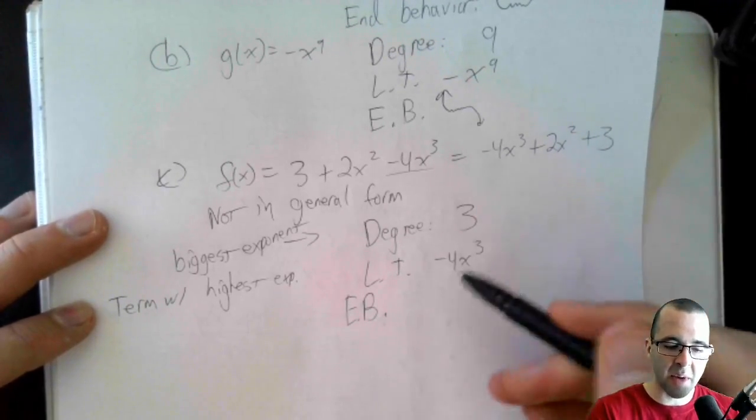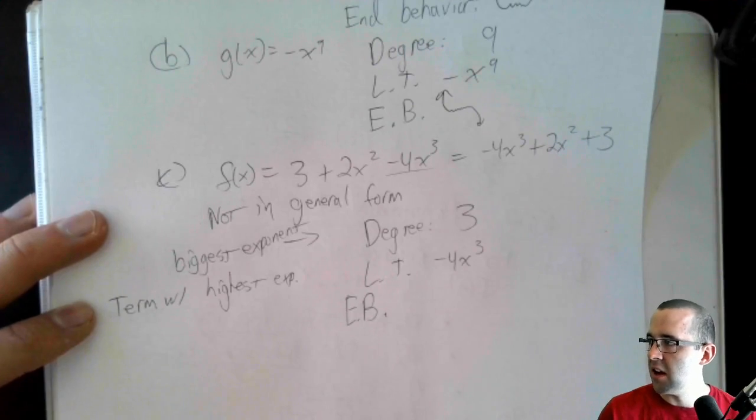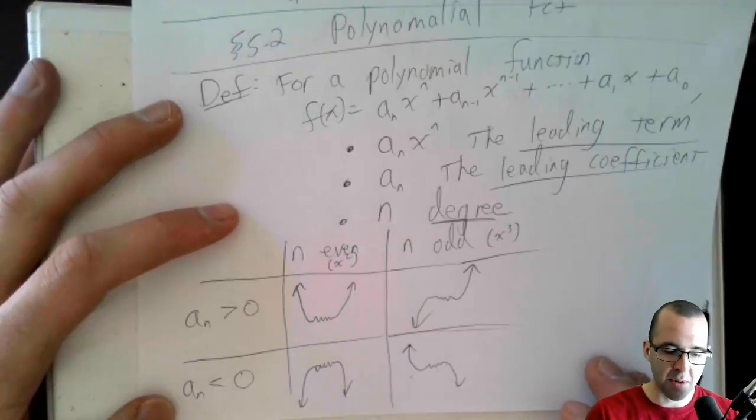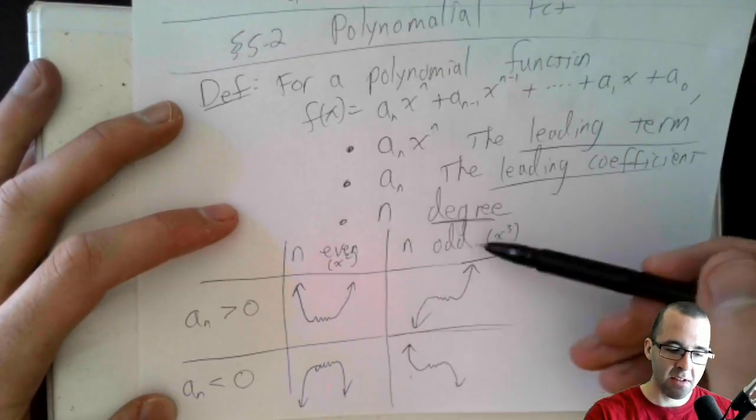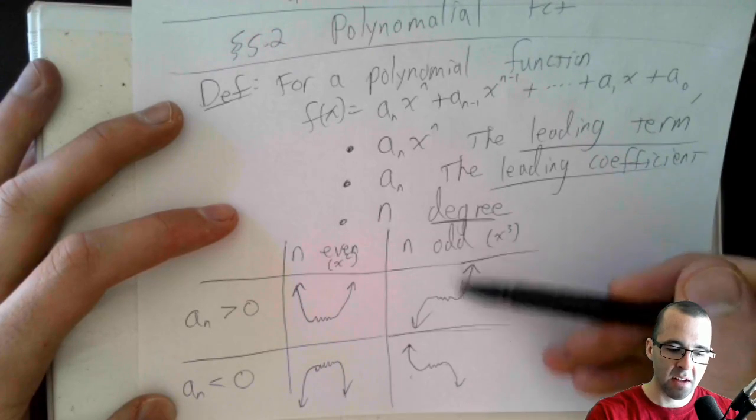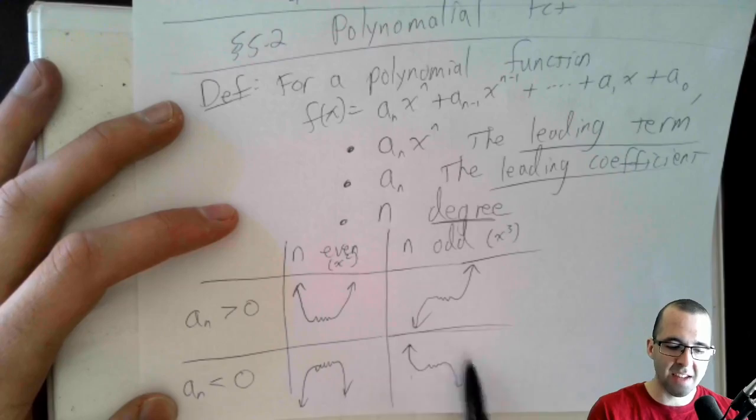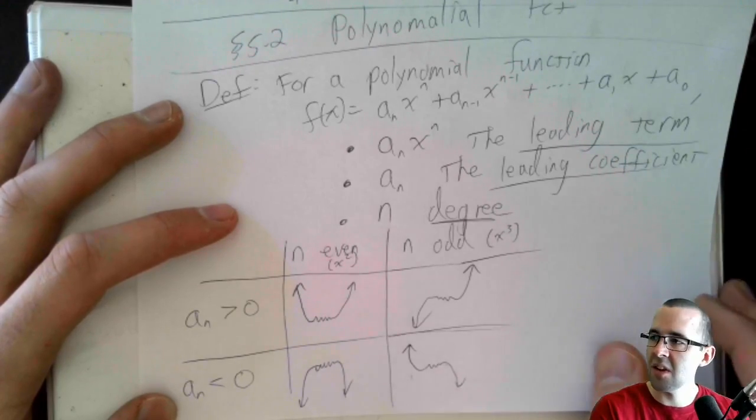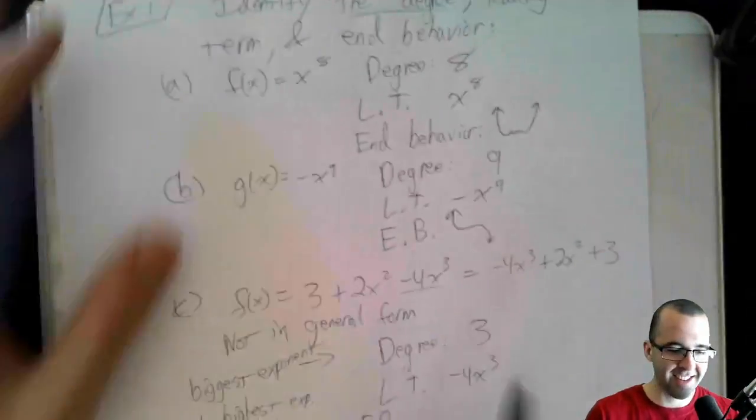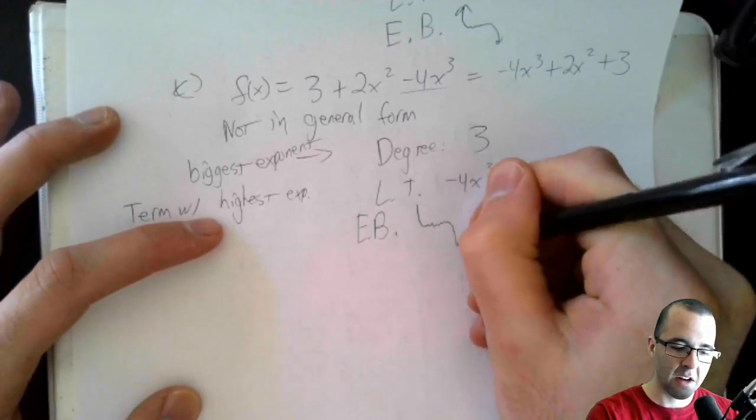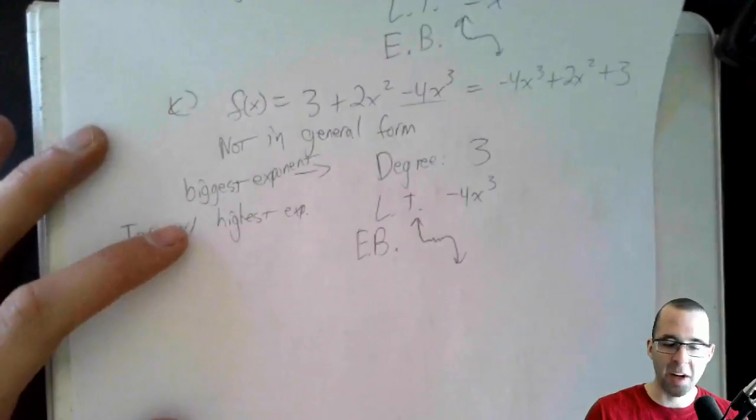So we use this information to find the end behavior. The degree is odd. The leading term is negative. So consult our table. It's odd, so it has to be in this column. And it's negative, so it has to be in this row. We're going to have the same situation. Up on the left, down on the right. All right. So that's our end behavior.